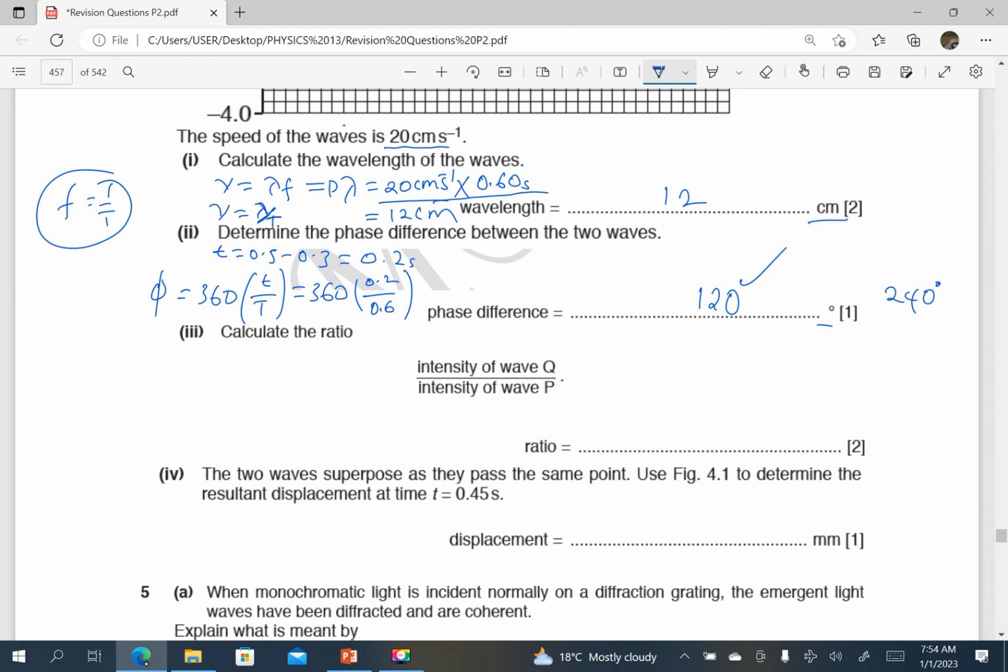Calculate the ratio intensity of wave Q over intensity of wave P. We have already seen that intensity is directly proportional to amplitude squared. So we want intensity of Q divided by intensity of P. This is going to be equal to a constant times amplitude of Q squared over a constant times amplitude of P squared. So the constant of course will cancel out.